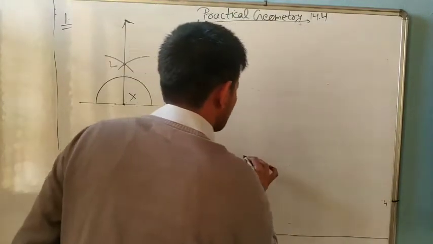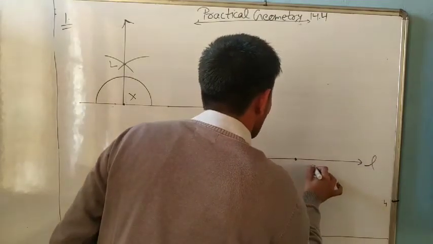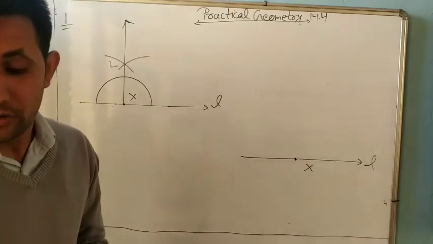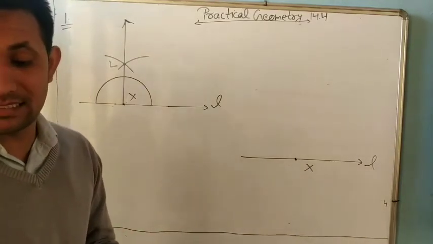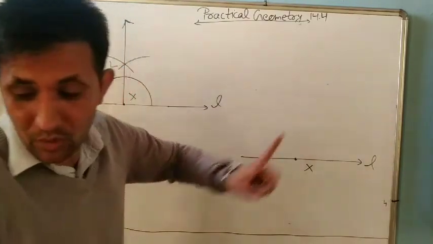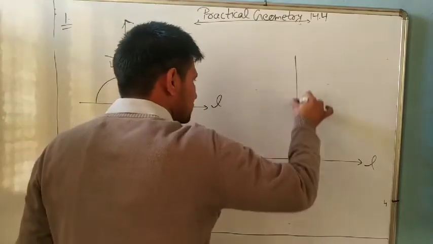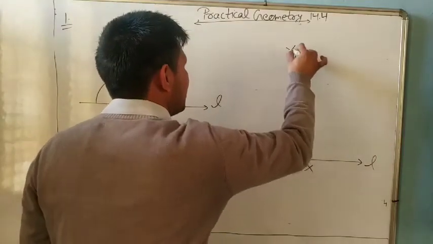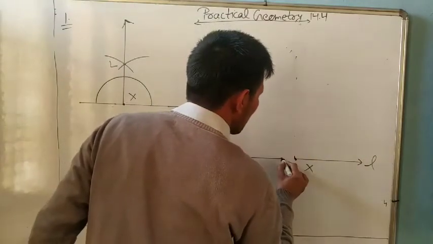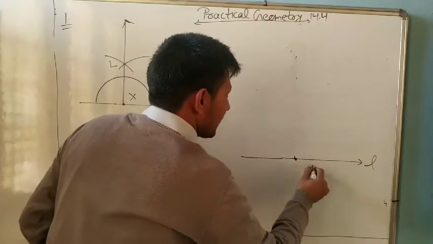It is L and it is the point X. Next, through X, draw a line segment XY. We have to draw a line XY which is perpendicular to L. So a line which passes through X and is perpendicular, and it is Y. So it means we have to draw a perpendicular at the point X.